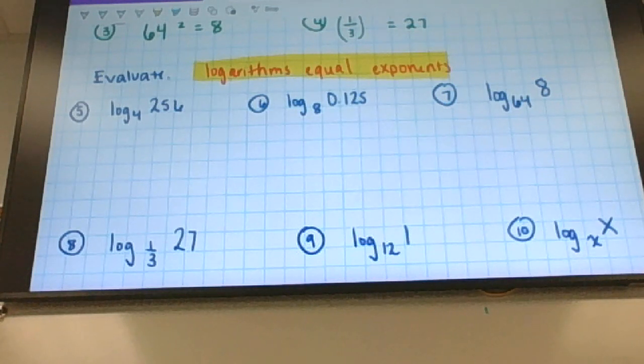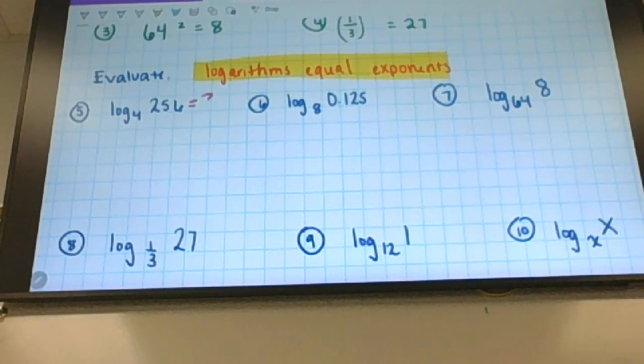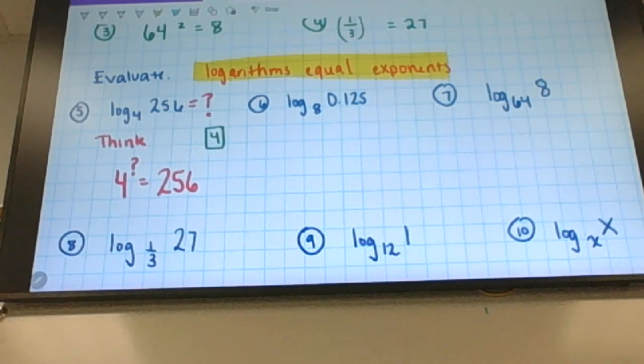So what I like to do, this is how the book is presenting the questions. But when it says evaluate, I like to write an equal sign and a question mark. It doesn't have an equal sign, but I like to put the equal question mark. And then I think to myself, 4 to what power is 256? It's 4. 4 to the 4th is 256.